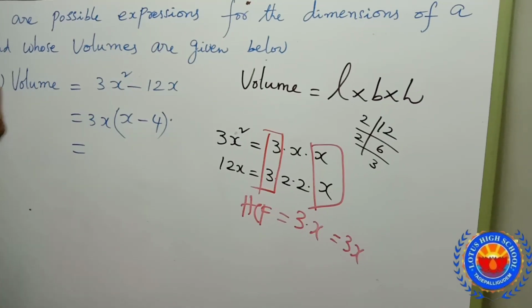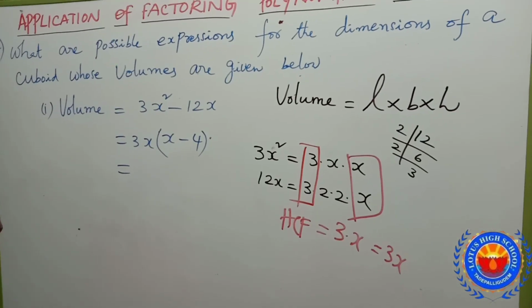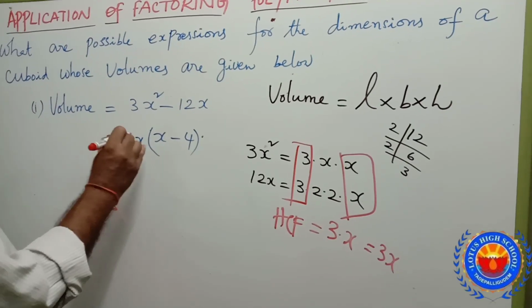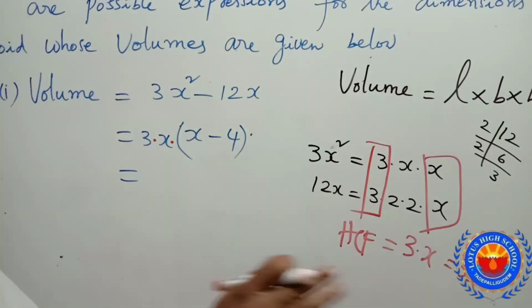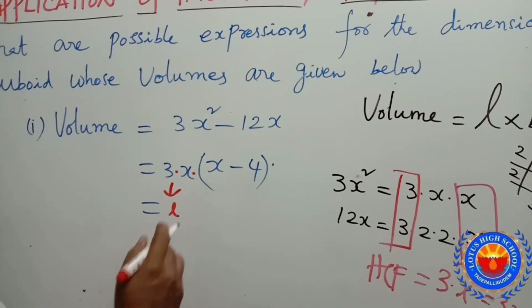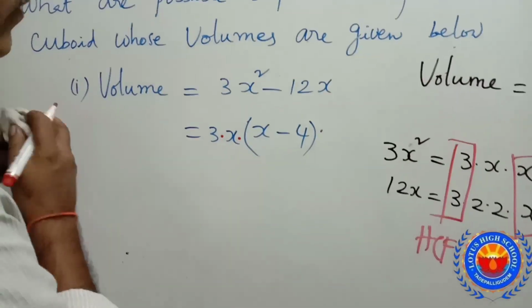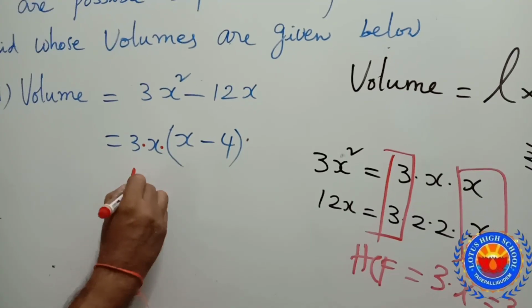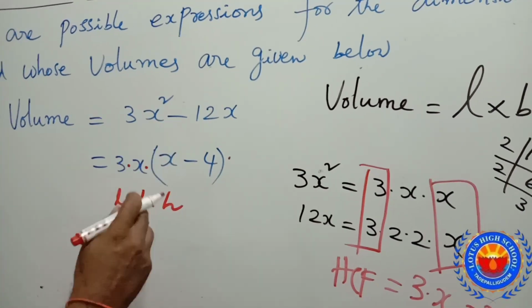Now how to find from this the length, the breadth, the height? Very simple. This is nothing but 3 into x into x minus 4. If you want you can take 3x also, but now I want 3 measurements. That's why 3 into x minus 4. So this 3 is nothing but length, x is nothing but breadth, and height is nothing but x minus 4.